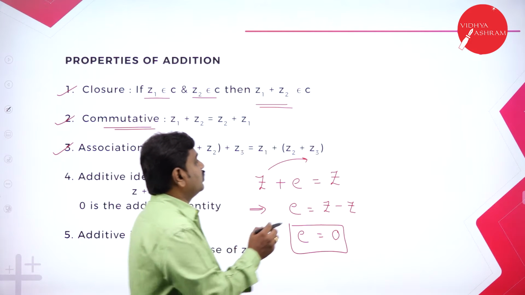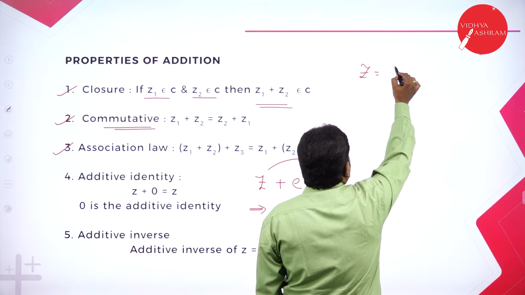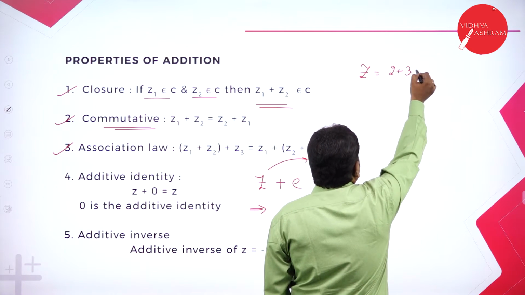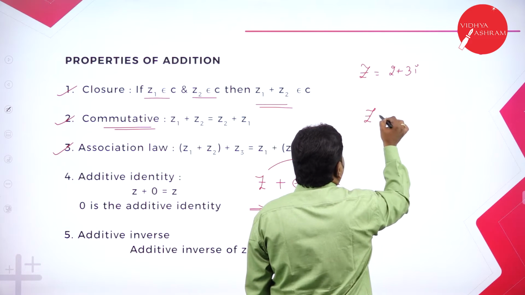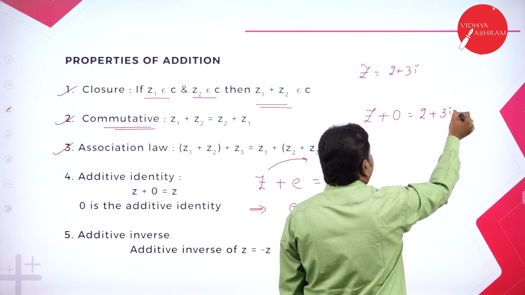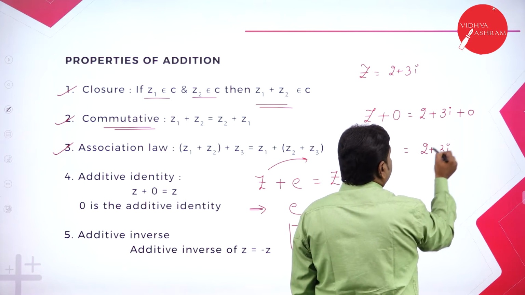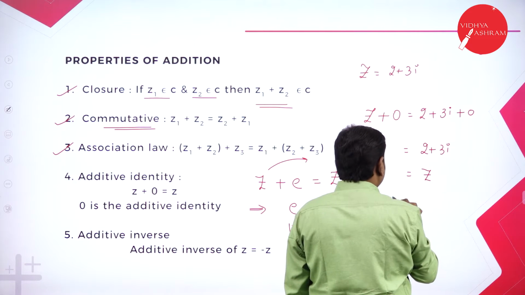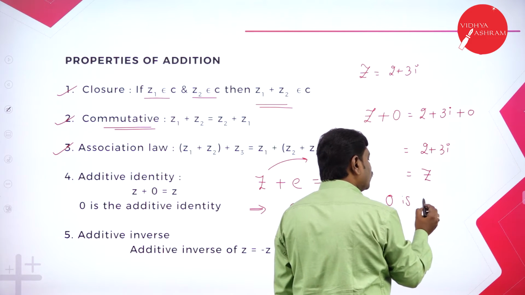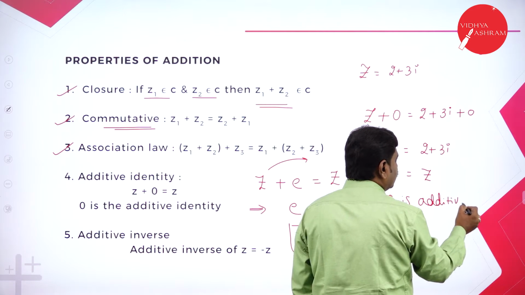How can I conclude this? You take any complex number and add 0, you'll get the same. So I'll take 2 plus 3i. Now z plus 0 you do. Means 2 plus 3i plus 0 is how much? 2 plus 3i only. So therefore it gives you z only. So therefore 0 is called what? 0 is the additive identity. In addition, identity is 0.